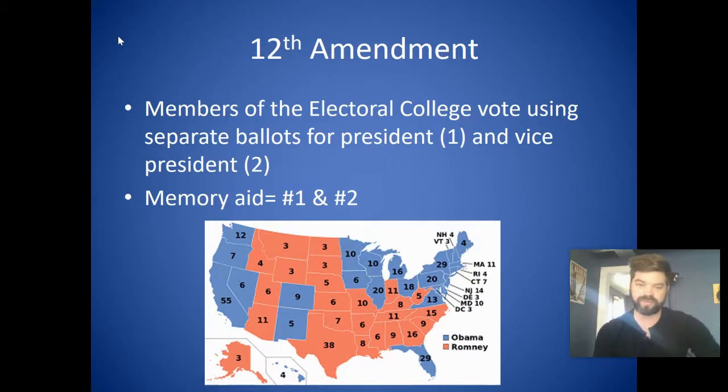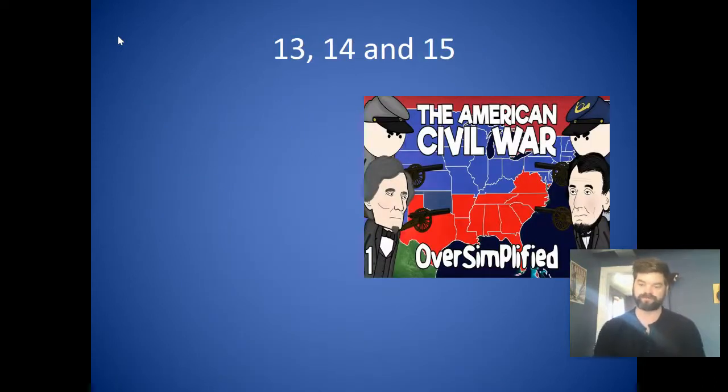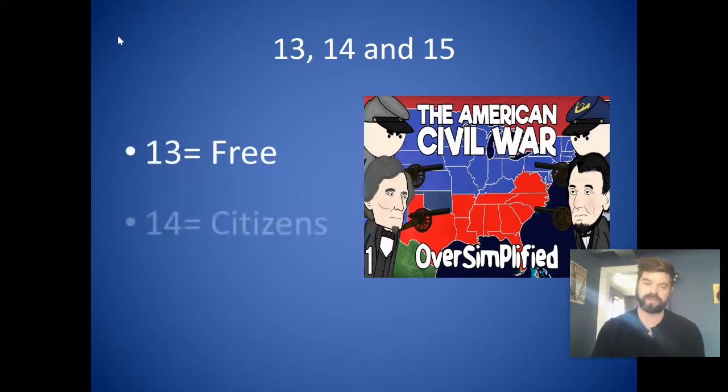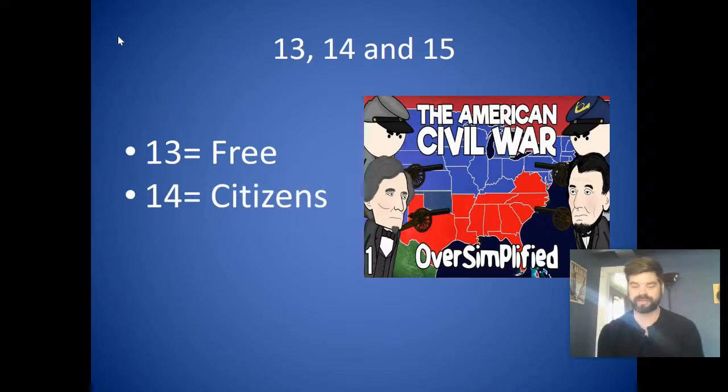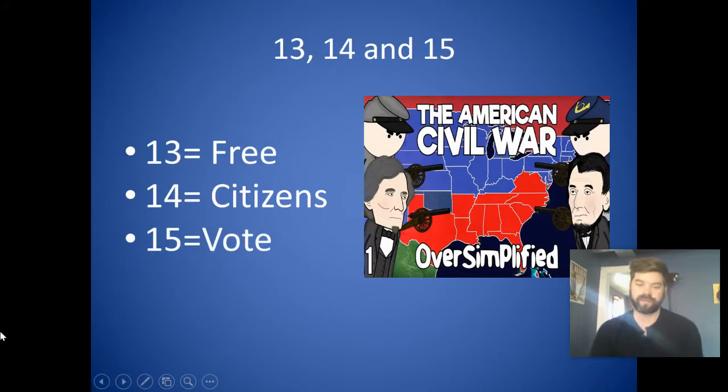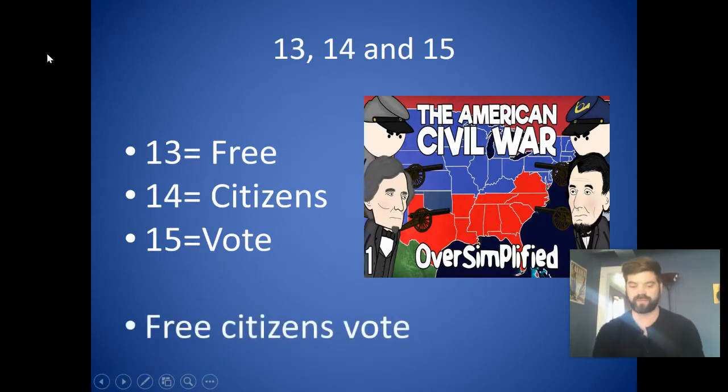Okay, now 13, 14, 15 are all going to be the Civil War amendments, right? So 13 was free because the 13th freed the slaves. The 14th made anybody born in the U.S. a citizen. It did a whole lot of other stuff, but that's mainly what we focus on. And the 15th Amendment gave African-American males the right to vote. So the way to remember all three of these is free citizens vote, that phrase, free citizens vote. 13th freed the slaves, created citizenship rights for anybody born in the United States, and then it granted the right to vote. Remember, these three amendments were basically to bring African Americans out of slavery and into American life.